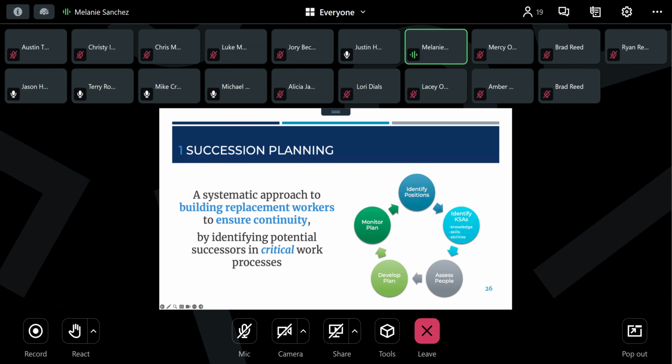All right. So first, we're going to talk about succession planning. The official definition is a systematic approach to building replacement workers to ensure continuity by identifying potential successors and critical work processes. Simply put, succession planning is looking at all of your key people and asking, what do we do when they leave? So historically, especially at small plants, there would be a more or less informal agreement. Folks put in their time, wait about 20 years, supervisor retires, and they get the job.